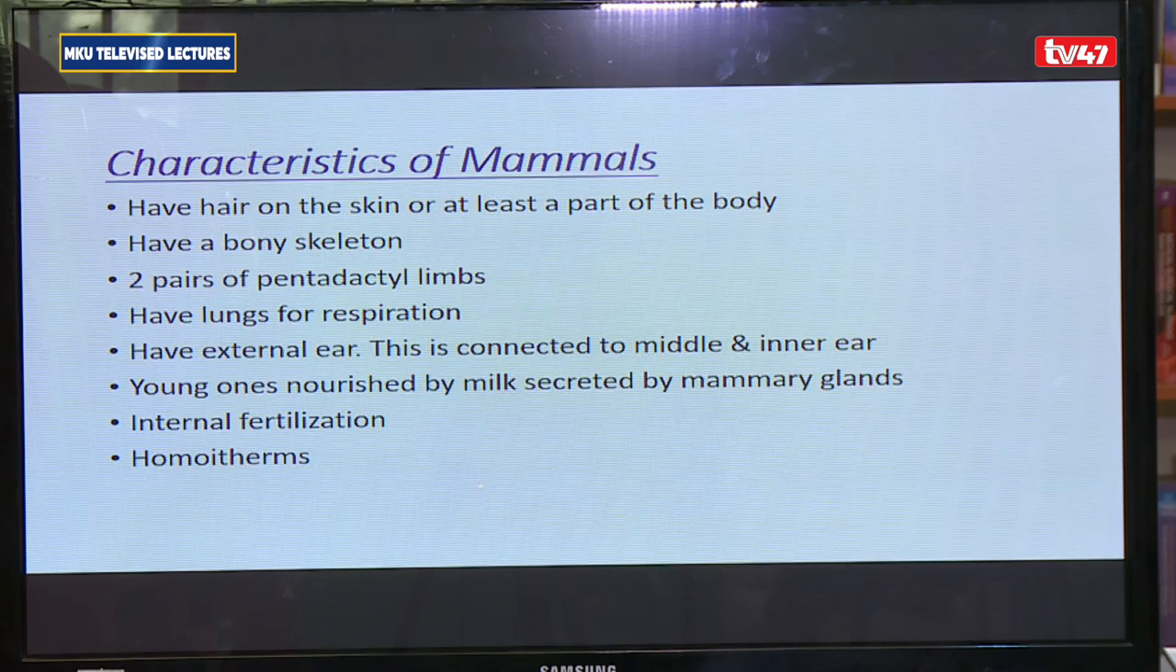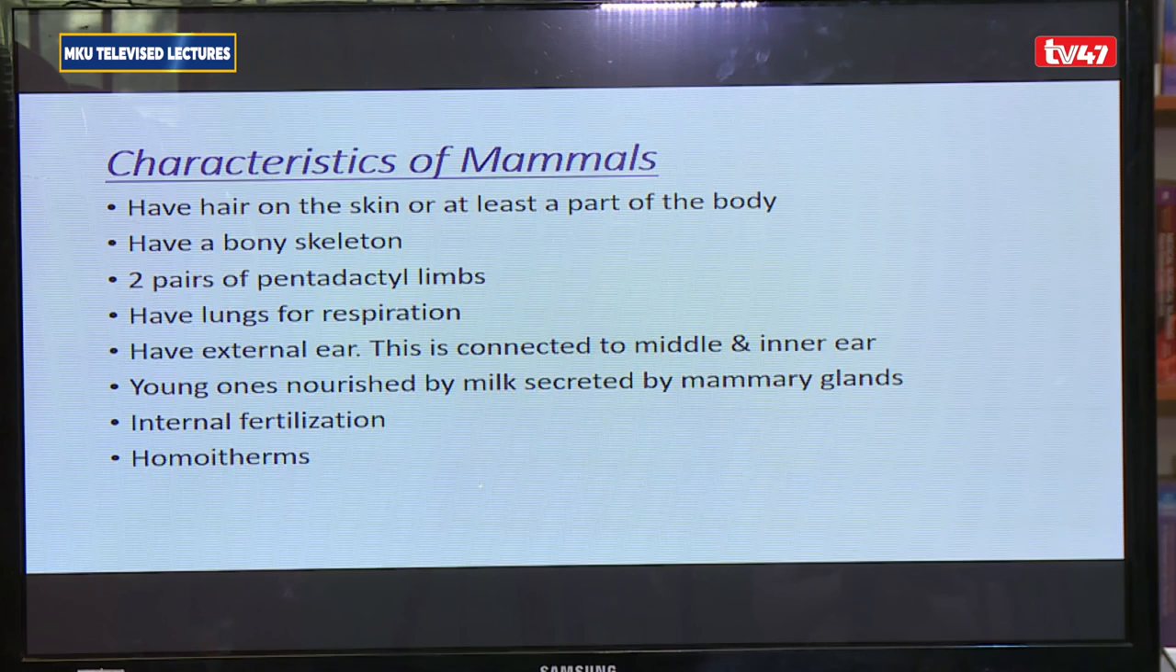For them, they breathe or carry out gaseous exchange using lungs. This time, they have an external ear that is quite visible. The young ones are nourished by milk that is produced from the mammary glands. Now, for them, they can also regulate their body temperature. There are three subclasses of mammals.